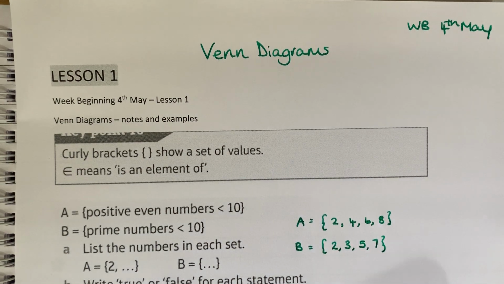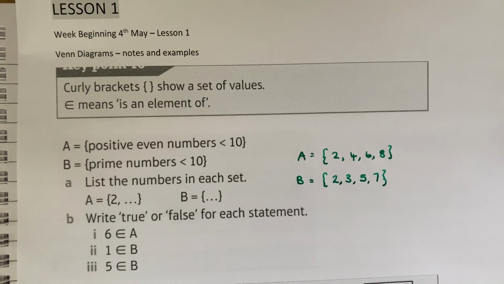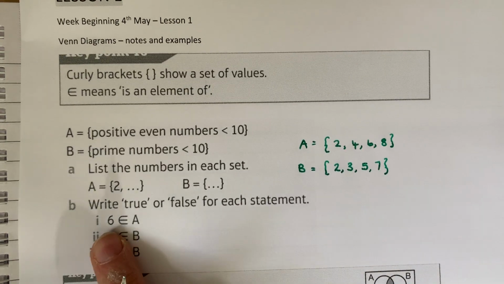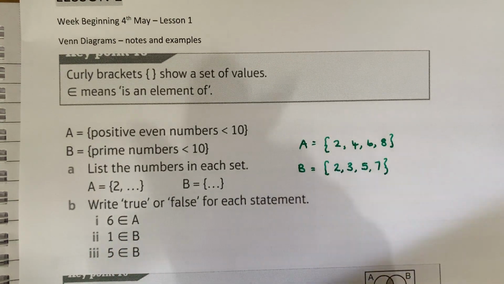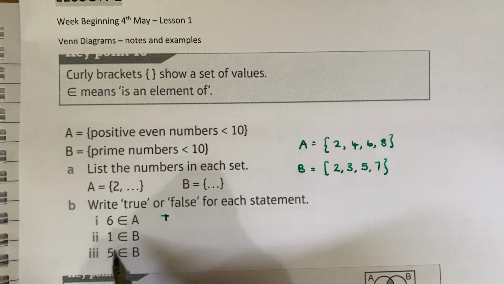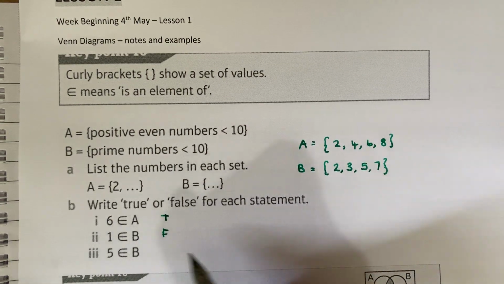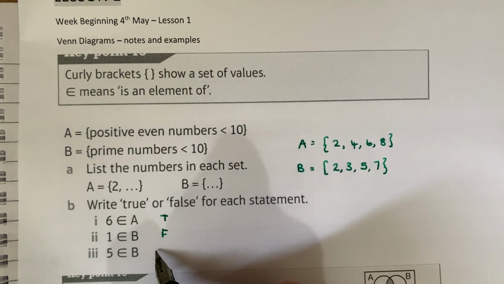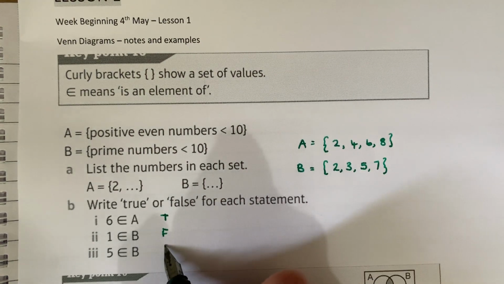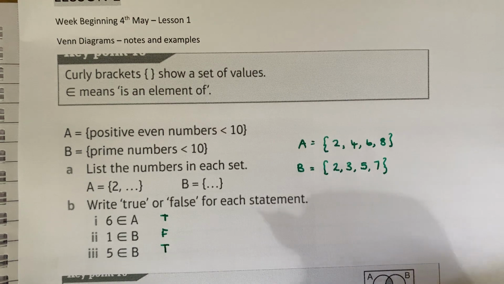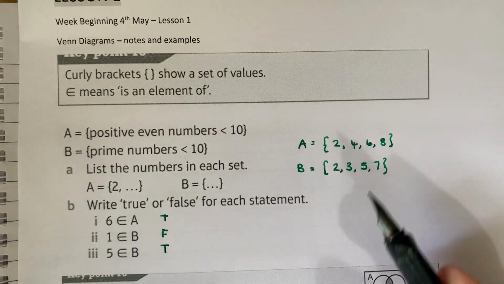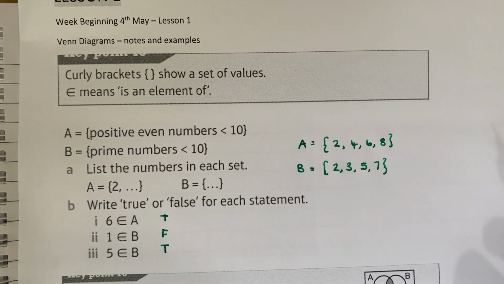Okay, right, now true or false for each statement. Is 6 an element of A? Well, yes, so that's true. Is 1 an element of B? No, so that's false. And is 5 an element of B? True. So we now know hopefully what the curly brackets mean and what an element means. An element means a number in a particular set.